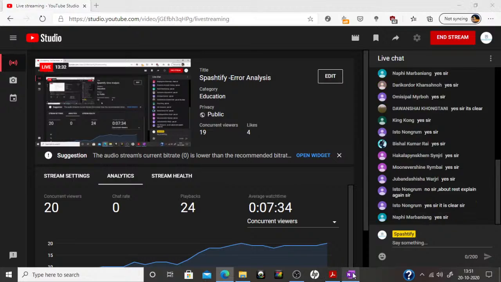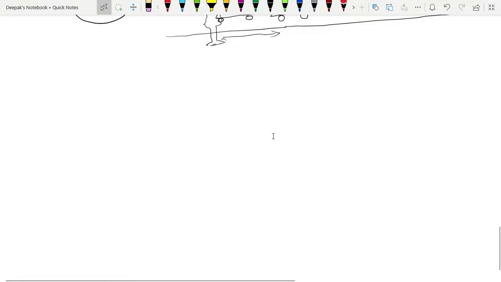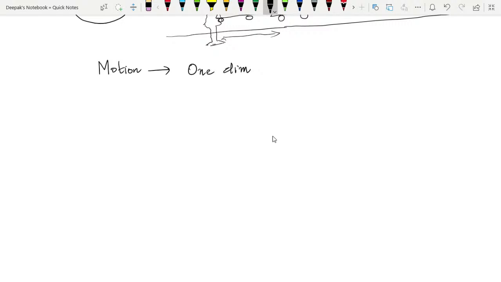Okay, now rest and motion is clear, I hope. Motion can be of three types, depending on where the motion is happening. Number one can be one dimensional motion. The other can be two dimensional motion, and the third one is three dimensional motion.